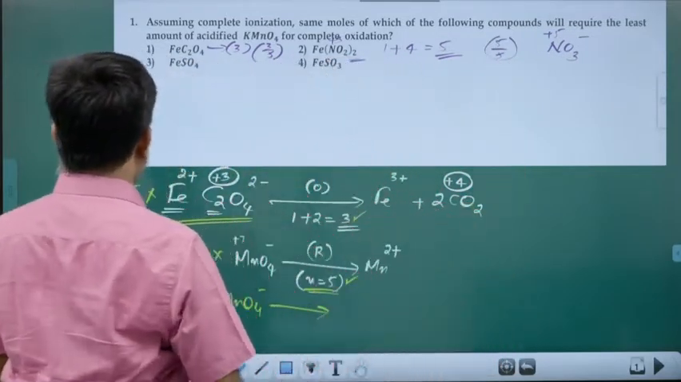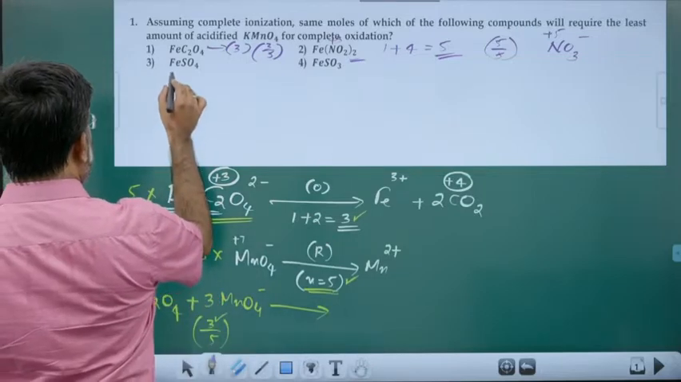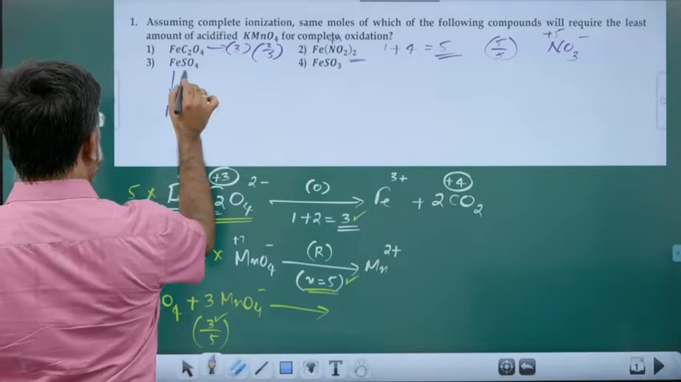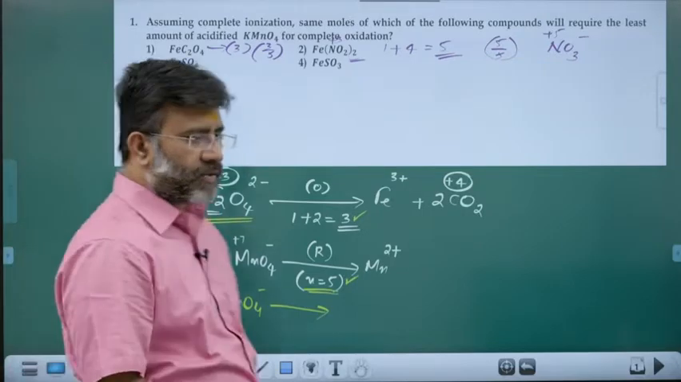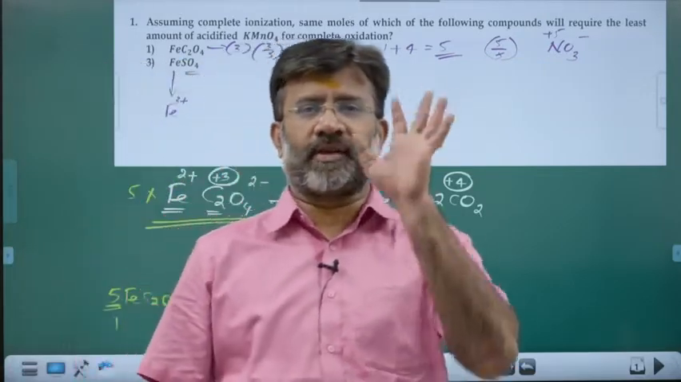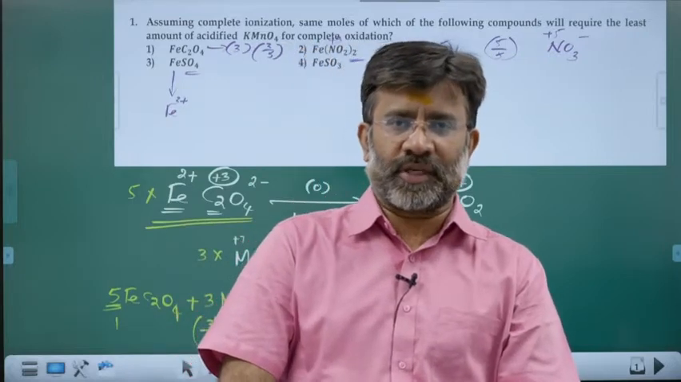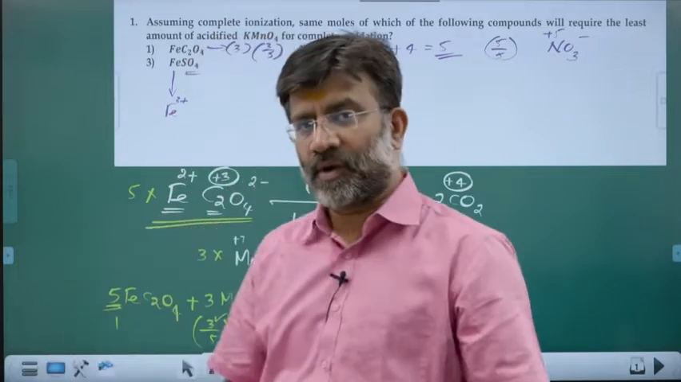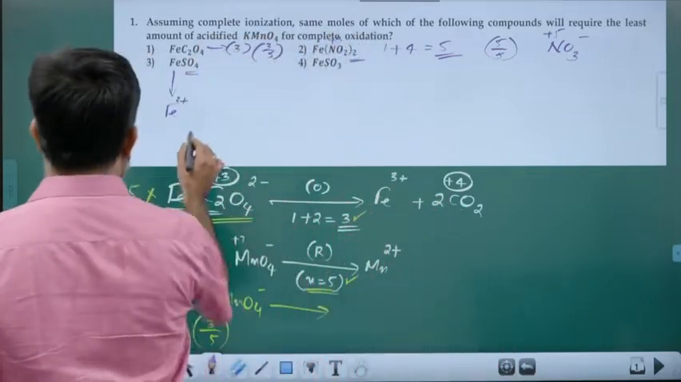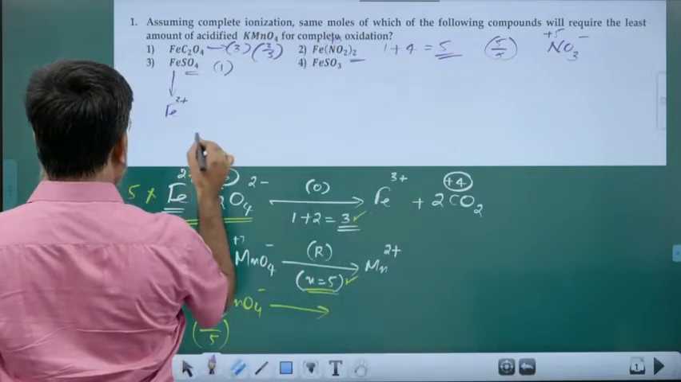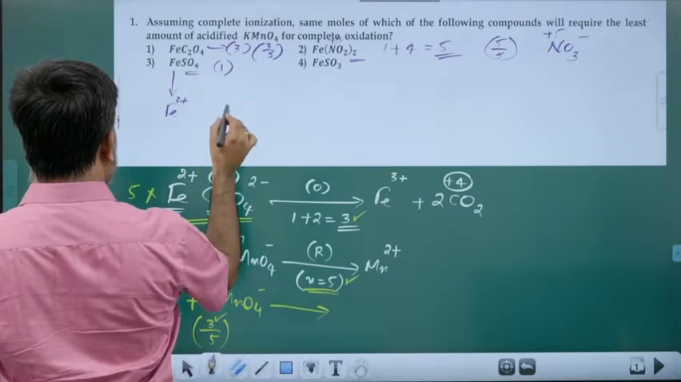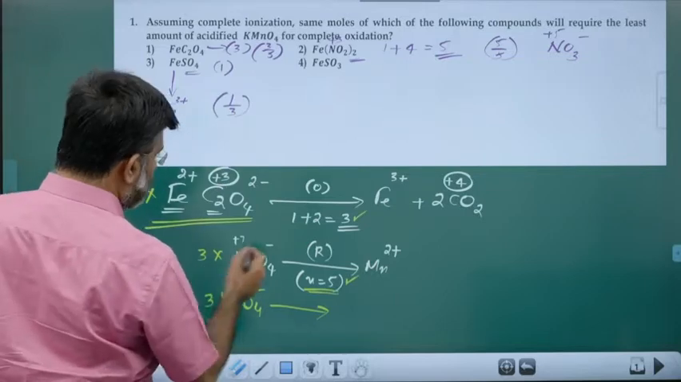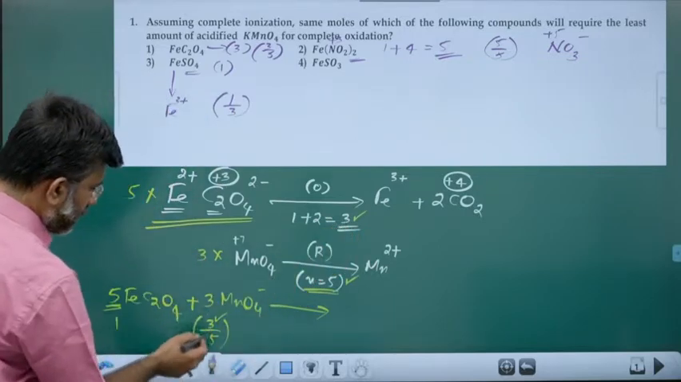Now what about the third case? In the third case, ferrous alone is oxidized to ferric. Nothing happens to sulfate because sulfur is already in the highest oxidation state, +6, no change. So only ferrous is oxidized to ferric, and the N factor is 1. Therefore the number of moles of permanganate per mole will be 1 by 5. Here it is 3, so it is 3 by 5.